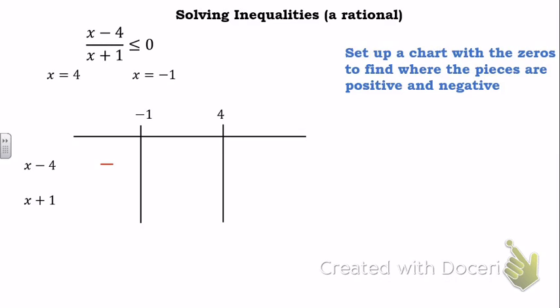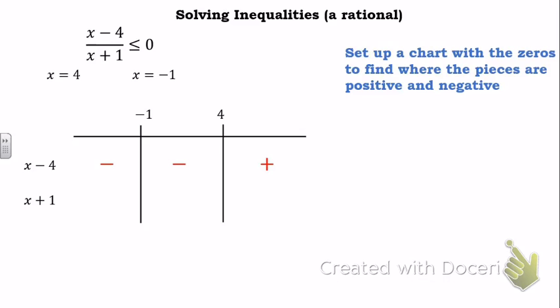And now I'm going to look at where, if I'm taking a number that's less than negative 1, say 0, and I plug 0 into x minus 4, I get a negative. If I plug in a number in between negative 1 and 4, let's say 0, 0 minus 4 is negative 4, which is negative. I plug in a number that's greater than 4, which is going to be like 5. 5 minus 4 is 1, which is positive.